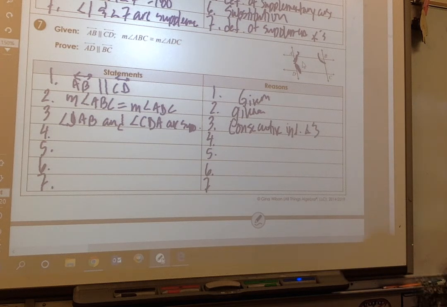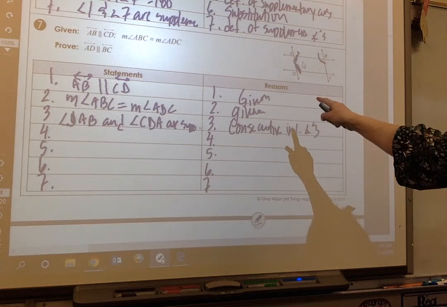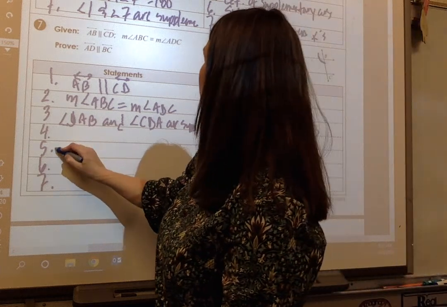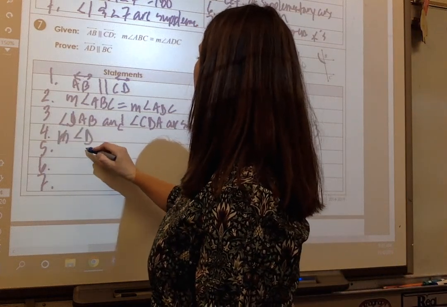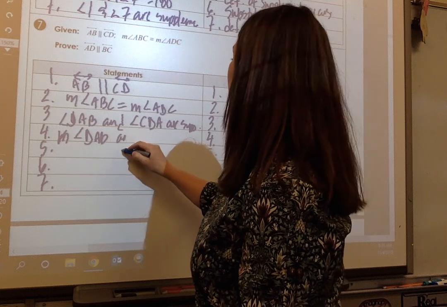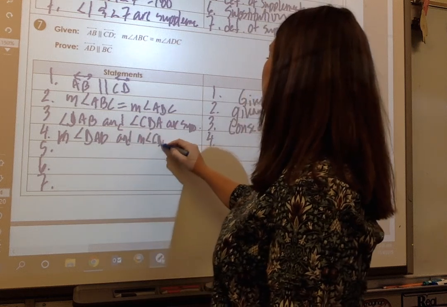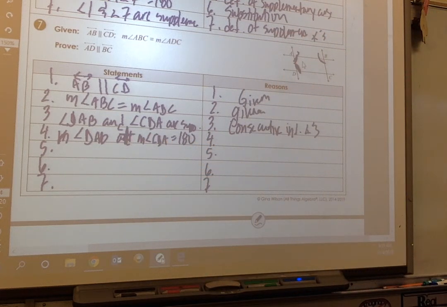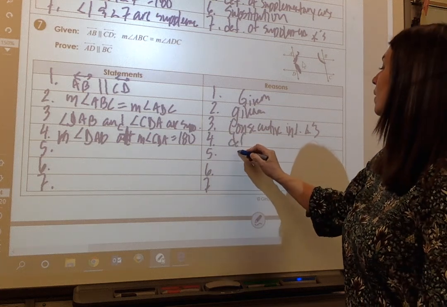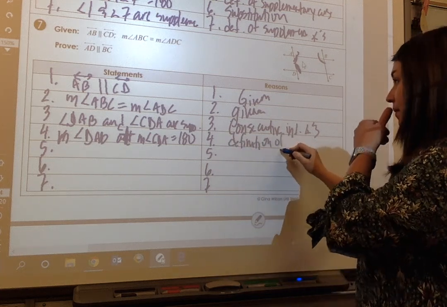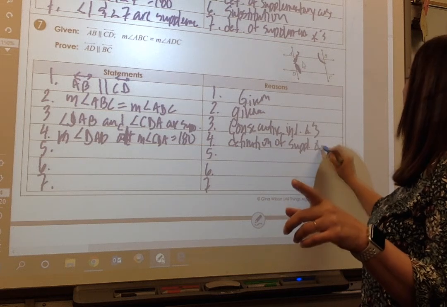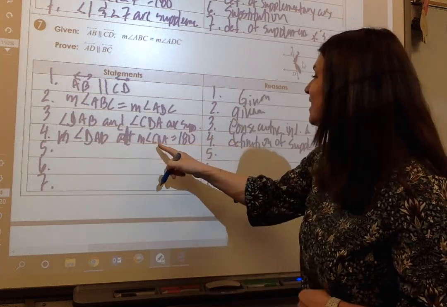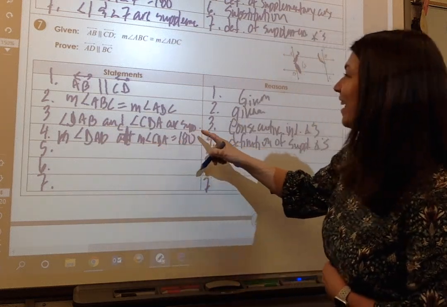All right, so let's take a look at number 4. I can now say that the measurement of DAB and the measurement of angle CDA are equal to 180. Let's put a plus there. And that is your definition of supplementary angles. I'm sorry if my writing is bad. That's my definition of supplementary angles. Okay, DAB and CDA.